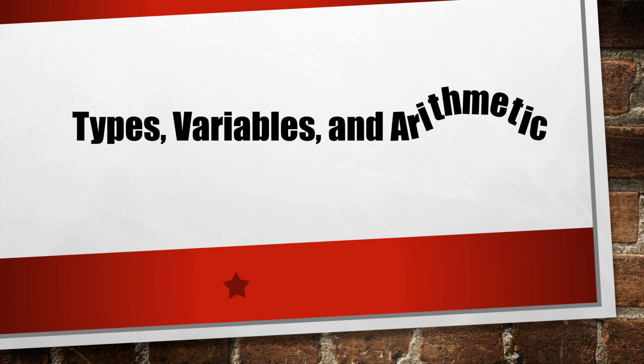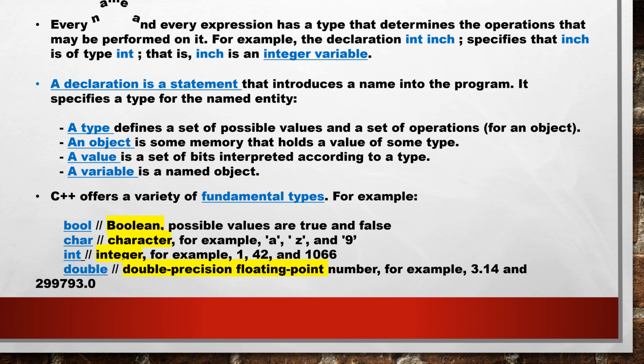Types, variables, and arithmetic. Every name and every expression has a type that determines the operations that may be performed on it. For example, the declaration int x specifies that x is of type int. That is, x is an integer variable. A declaration is a statement that introduces a name into the program.